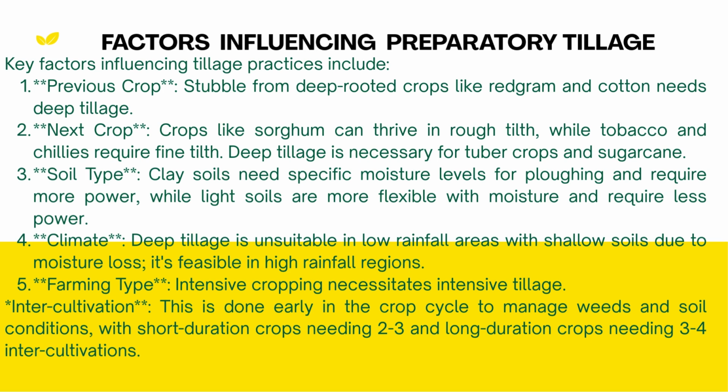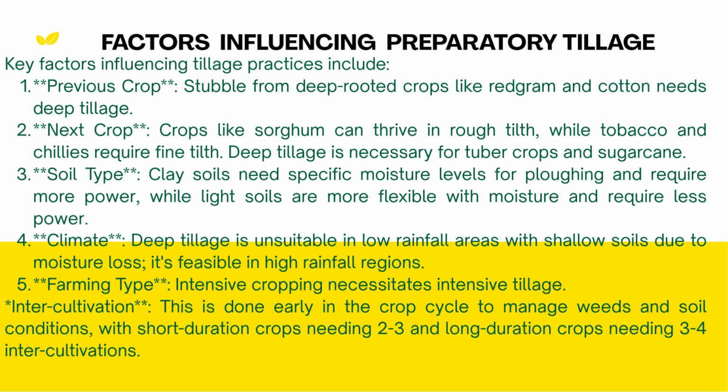Factors influencing preparatory tillage. Key factors influencing tillage practices include previous crop. Stubble from deep-rooted crops like red gram and cotton needs deep tillage. Next crop. Crops like sorghum can thrive in rough tilth, while tobacco and chilies require fine tilth. Deep tillage is necessary for tuber crops and sugarcane.